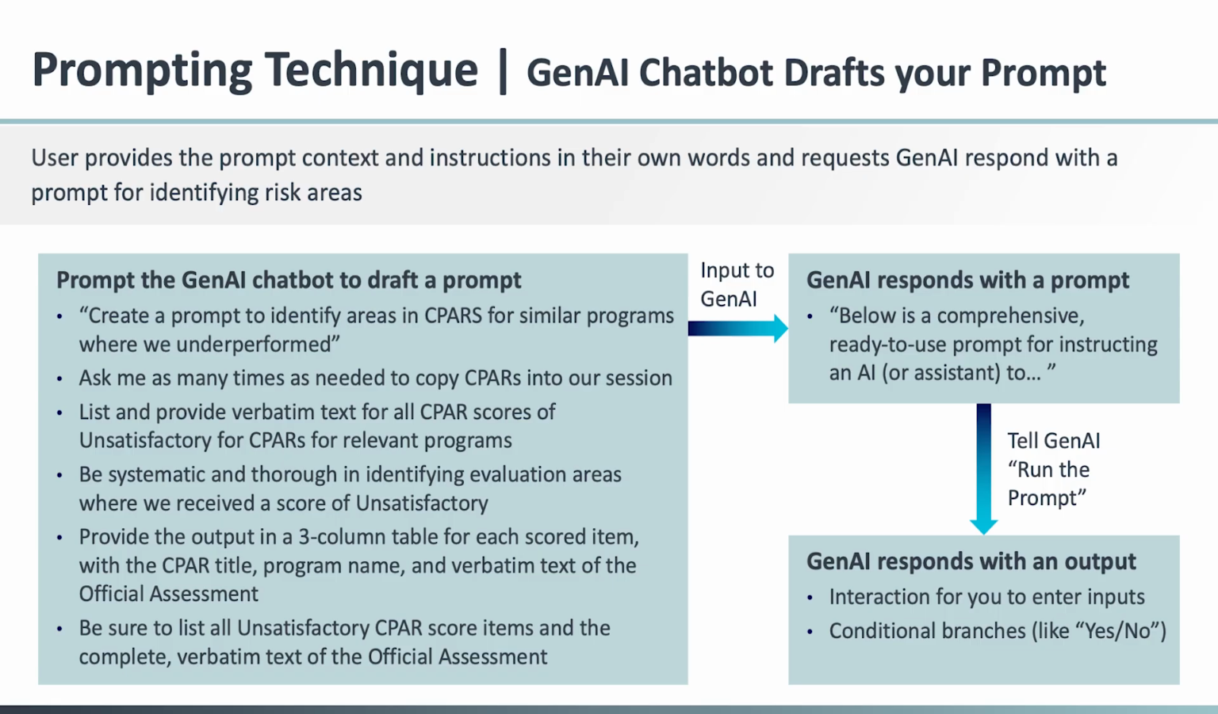And I'm giving you even a little bit of an example here from a proof of concept that I've done on a chatbot to say create a prompt to identify areas for similar programs on our CPARs where we underperformed. In other words, it's going to go out and look for areas where it received an unsatisfactory evaluation. And there's some amplifying information that I gave it there as well. I told it what output format I want. I emphasized that I want all the unsat CPAR score items addressed.